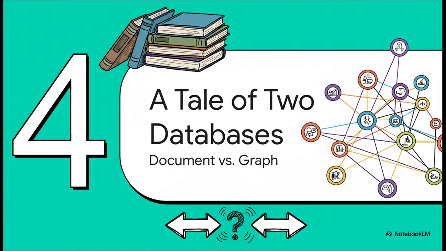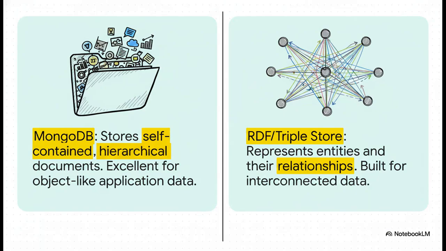So, we've got these two incredibly powerful but very, very different approaches. On one hand, you've got a library full of detailed books. On the other, you've got a map of all the connections between the characters in those books. So how in the world do you choose? Let's just put them head to head for a second. MongoDB is all about storing those rich, self-contained documents. It's a fantastic fit for data that looks and acts like an object in your application. An RDF triple store, on the other hand, is completely focused on representing the relationships between things. It's built for data where the connections are the most important part of the story.